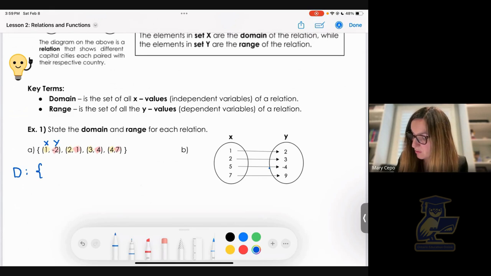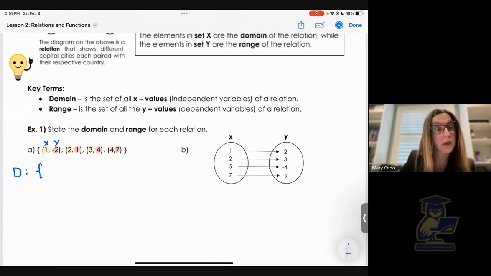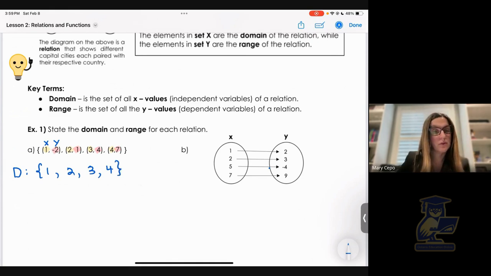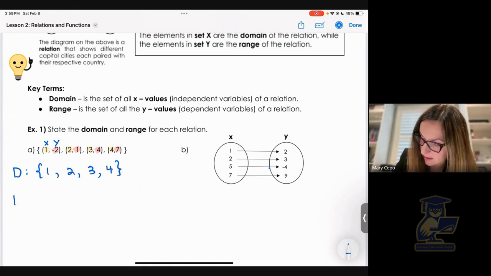So when we're stating our domain, we would list all our X values: 1, 2, 3, and 4. Close with a bracket. Your range, capital R, would be all the possible Y values: -2, 1, 4, and 7.